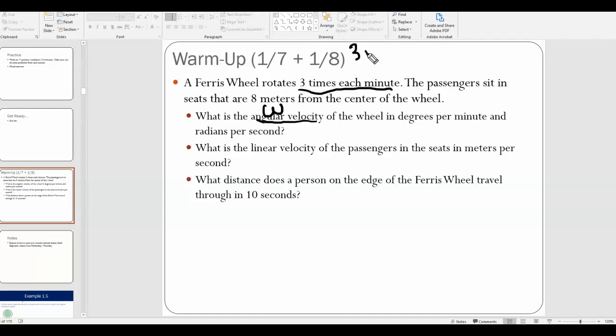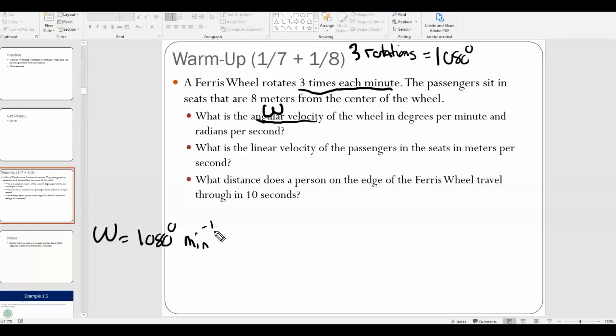And so 3 rotations, if you think in terms of degrees, each rotation is 360 degrees, and so if you do 3 times 360, we find that is 1080 degrees. And we're first asked to find the angular velocity of the wheel in degrees per minute. Well, it's this many degrees each minute. And so for the first question, you could just say omega equals 1080 degrees per minute, which is angular velocity, just not in SI units.